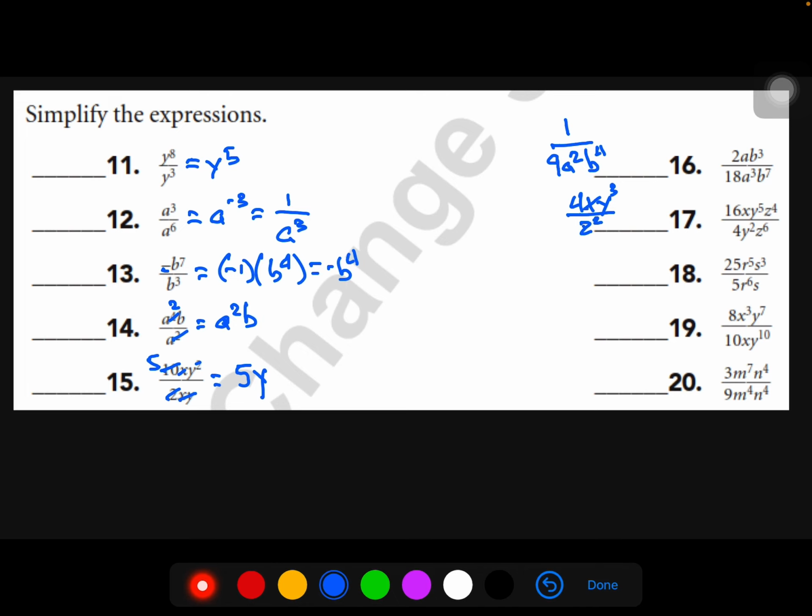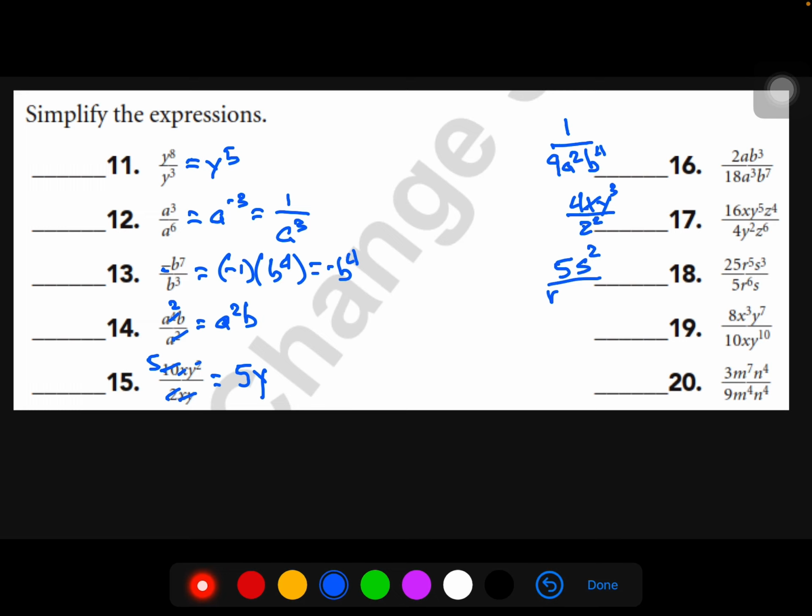Next, 25 divided by 5 is 5. We've got r to the 6 on the bottom, r to the 5th on top, so we're going to end up with r on the bottom. And then we got s cubed up top, s on the bottom, so 3 minus 1 is 2.